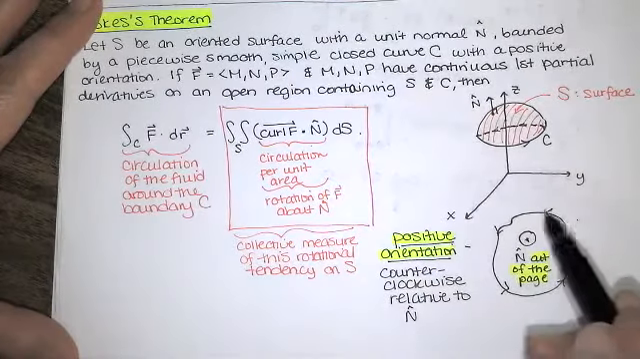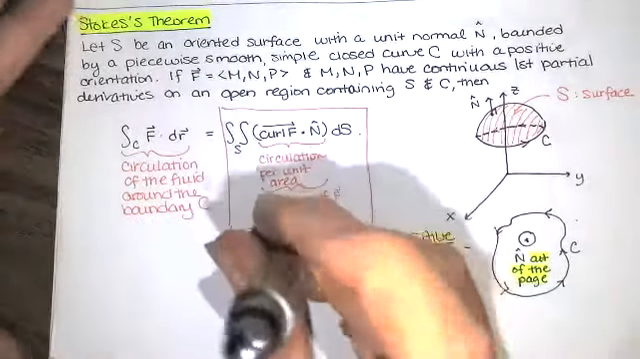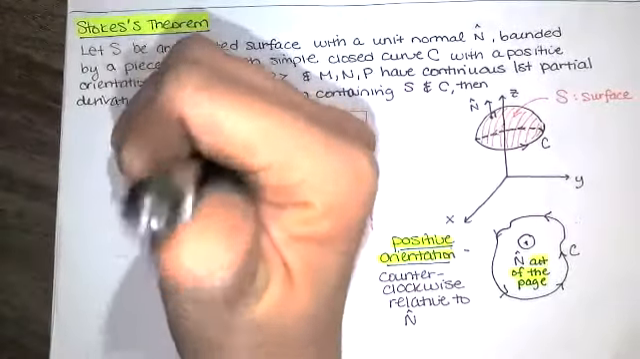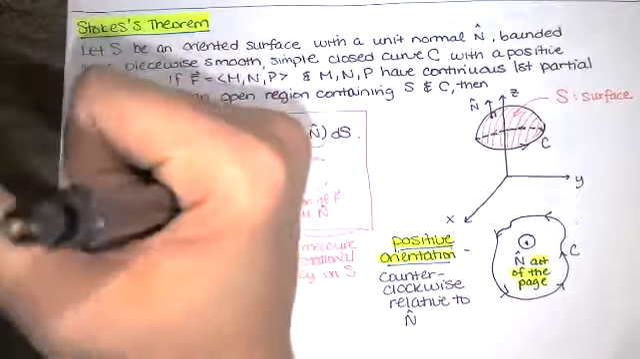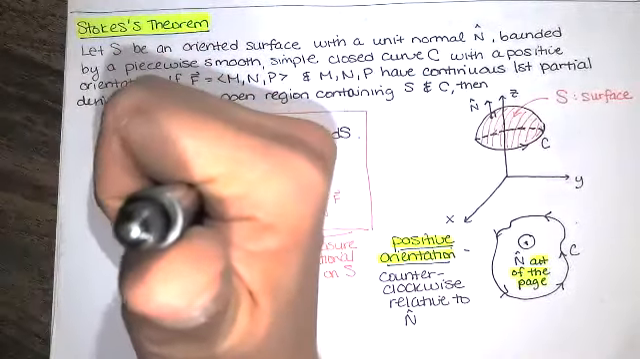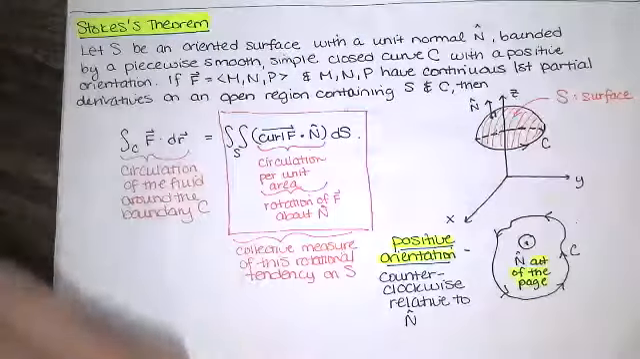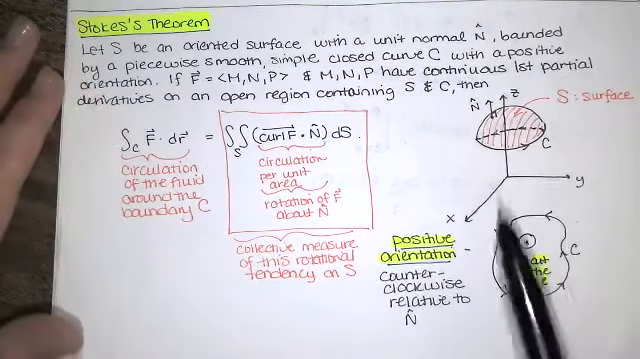If that curve C goes around it in the counterclockwise direction when n is pointed out of the page, so it's like n hat is where your thumb goes and your fingers are curling around in the counterclockwise direction, like you're using the right hand rule. Make sure you use your right hand, not your left hand, otherwise it'll be wrong. Then we say that C has a positive orientation.